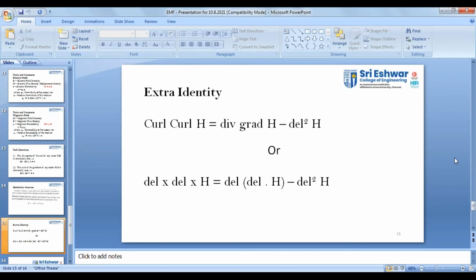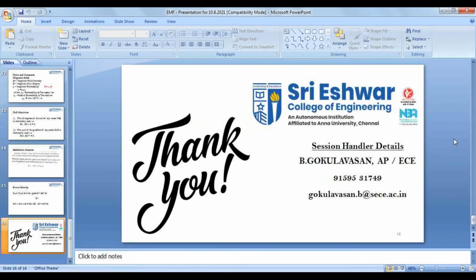Have you noted this particular identity? So we will start proving this identity now. Have you noted it down? Yes, sir. Okay. I will stop sharing the PPT now because that is the last slide, and we will start proving that identity. And with that, we will close our session. I will stop sharing the screen now.